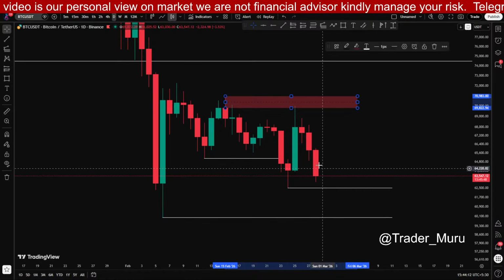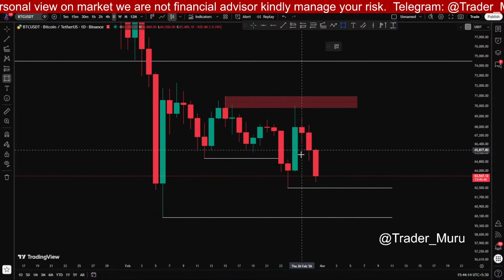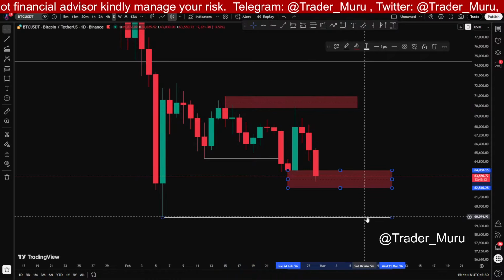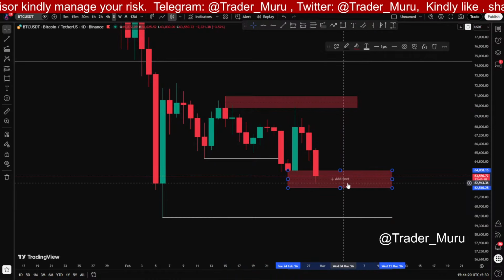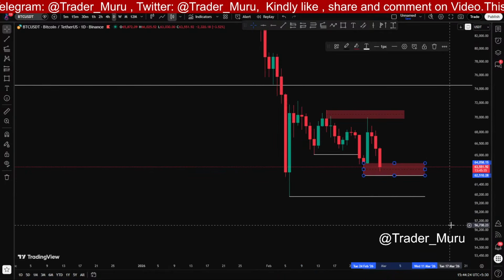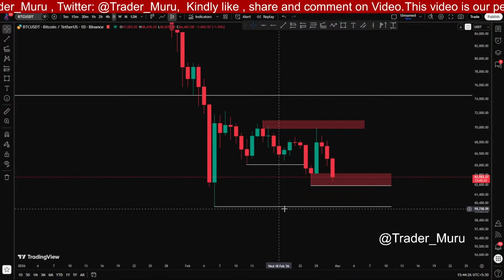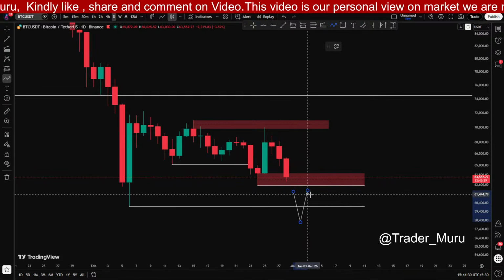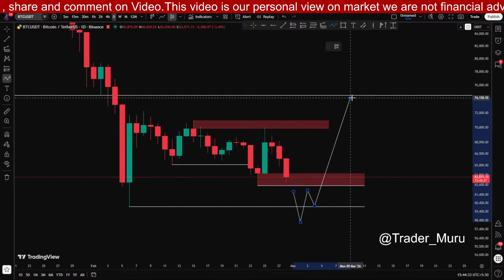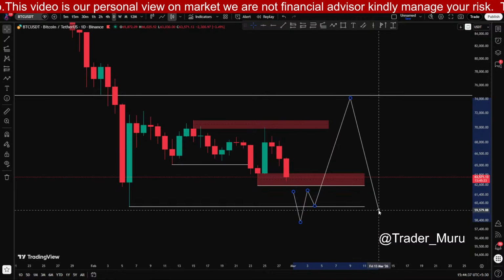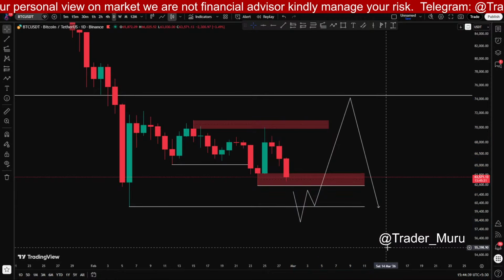If this area fails, you have to watch for sell from here, and your target will be this low. But it will not give you time to enter in the trade because it will directly drop below it. And if this happens, possibly we will see a wick below it and again pump like this. 55 will be the target.